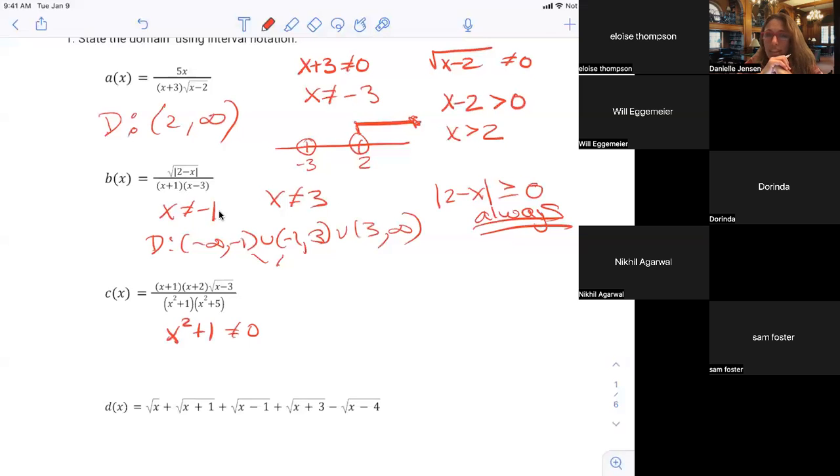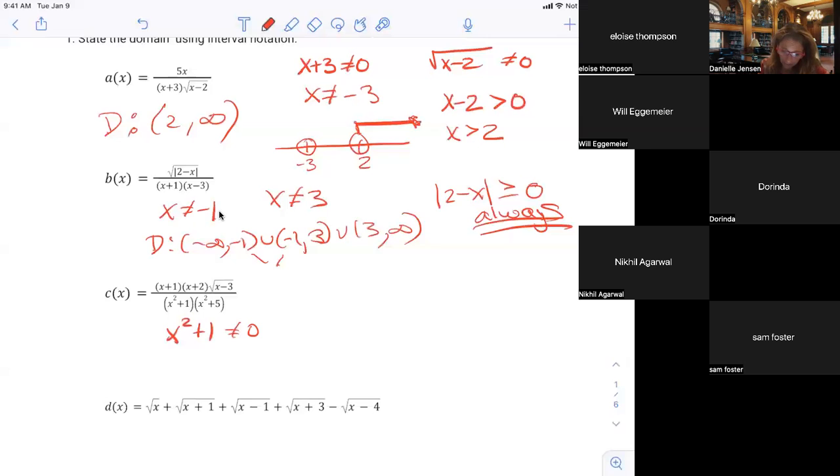Got it. So that was the issue, because we're talking about domain, it can't equal -3 and it has to be greater than 2. Well, -3 isn't even in the greater than 2 part, so I don't even include it. Okay, got it. Thank you.